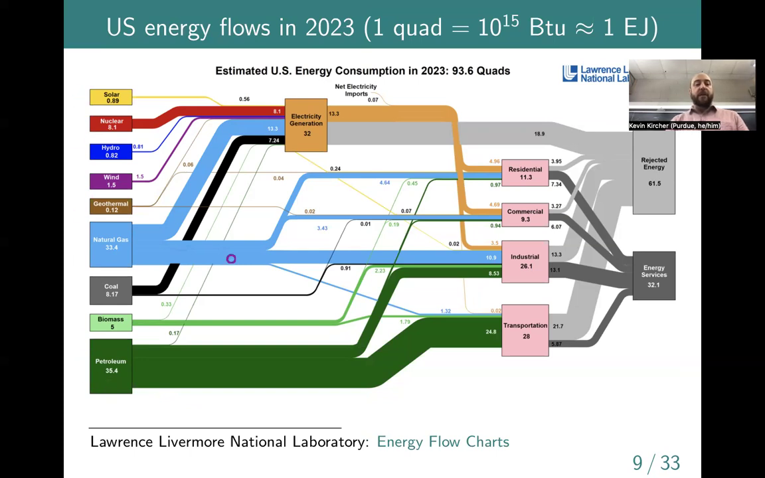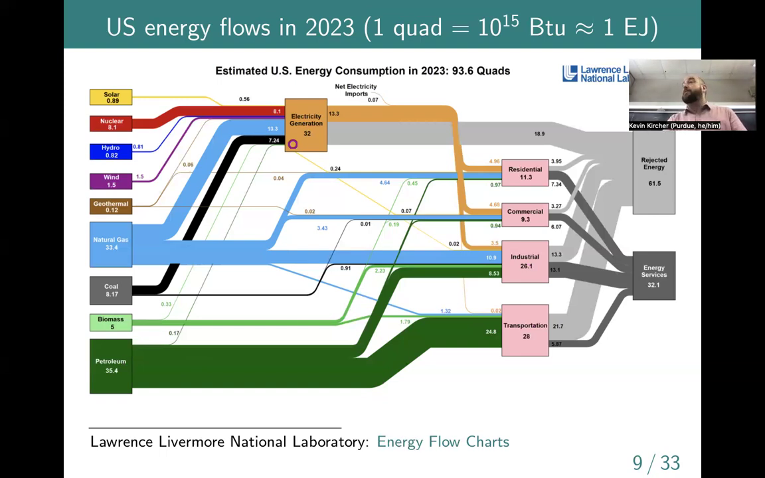The numbers here are in quads, which is quadrillion BTUs, and one quad is roughly equal to 1 exajoule, so 10 to the 18 joules. The overall energy size of the US economy is about 100 quads or 100 exajoules, so 10 to the 20 joules. We can see, for example, that petroleum here is used almost entirely in the transportation and the industrial sectors. Very little petroleum goes into the electricity generation sector.